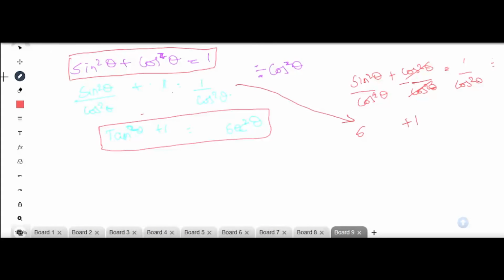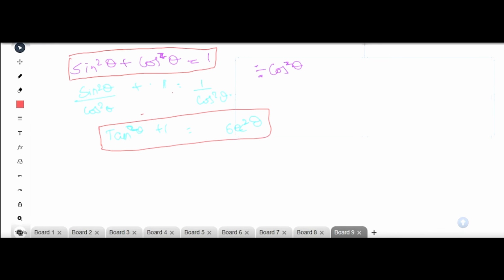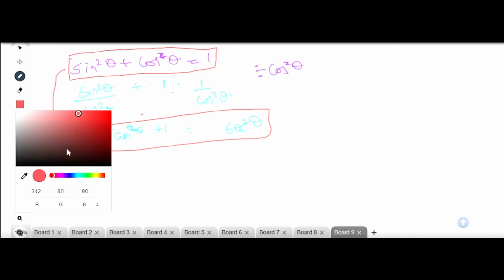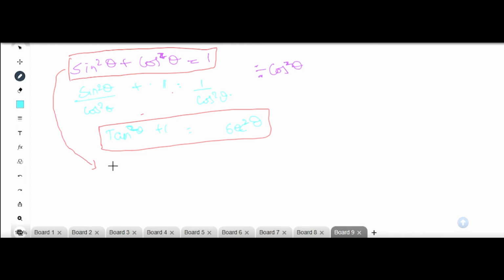Similar to this, if you divide with sine square theta, what would happen to the equation? How will this equation modify? You are going to divide by sine square theta and get one more equation. Similar to this, just observe properly and say what changes might happen.